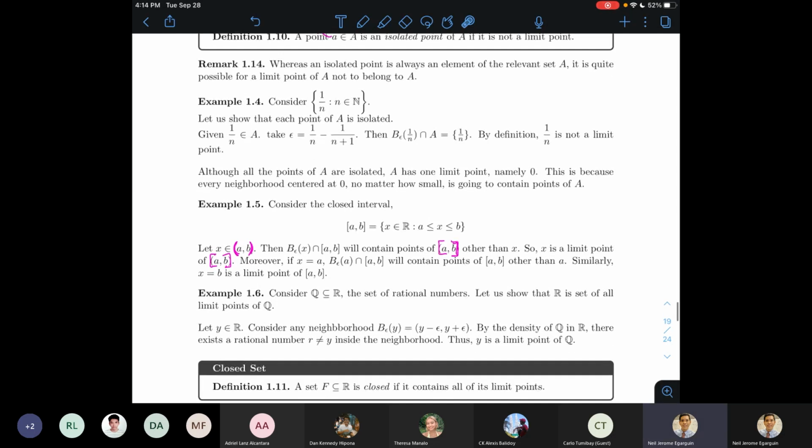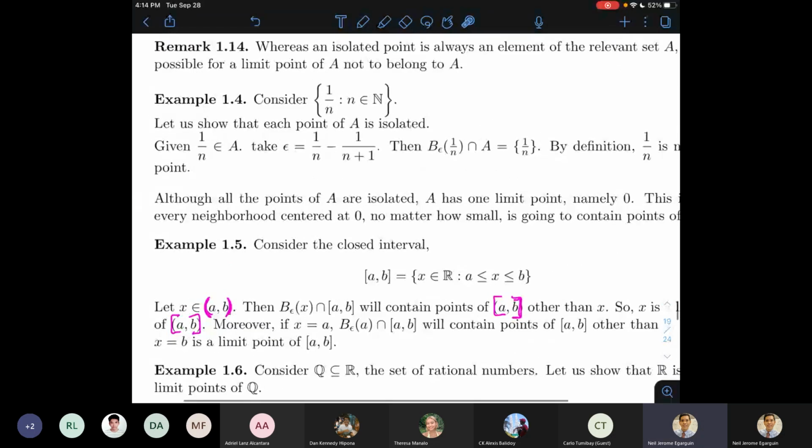Okay. Example 4. We consider this set. So this is our set A. Nakalimutan yatang i-define na ito ay si set A. Okay. So this is our set A, the set of all rational numbers of the form 1 over n, where n is a natural number. Okay, and then let us show that each point of A is isolated.